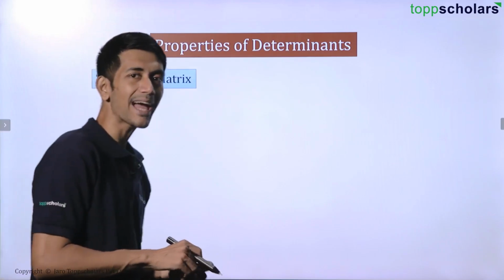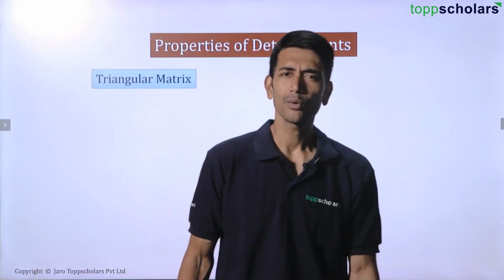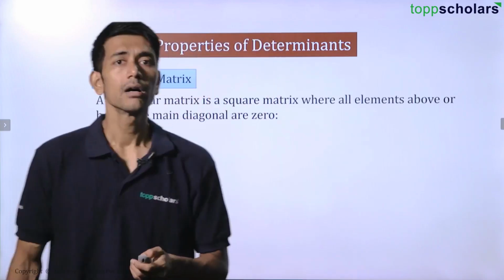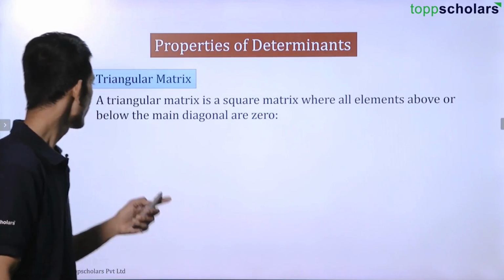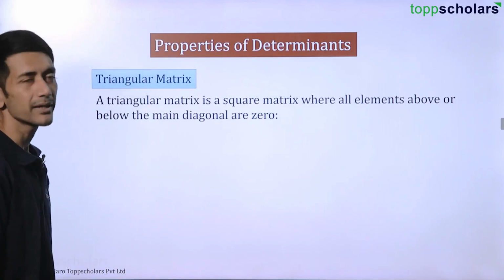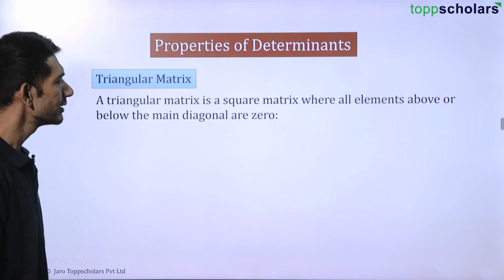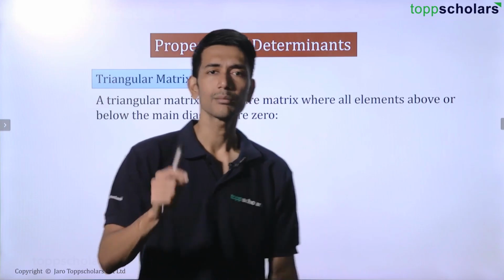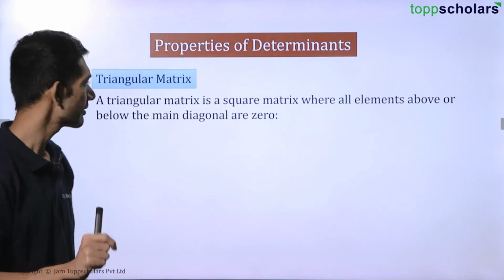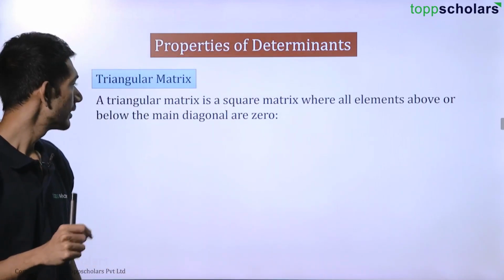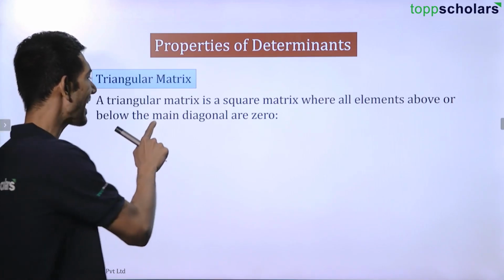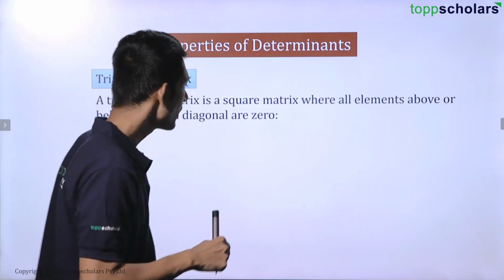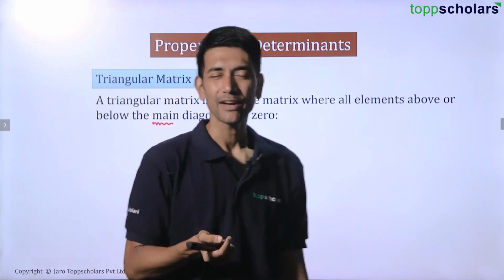Now let us talk about a triangular matrix. Do you remember what a triangular matrix is? We have studied about a triangular matrix in our previous matrix session as well, right? So a triangular matrix is a square matrix. Firstly, it is a square matrix. What is the meaning of square matrix? Square matrix means the number of rows is equal to the number of columns. So it has to be a square matrix compulsorily, where all elements above or below the main diagonal are 0. That is called a triangular matrix.